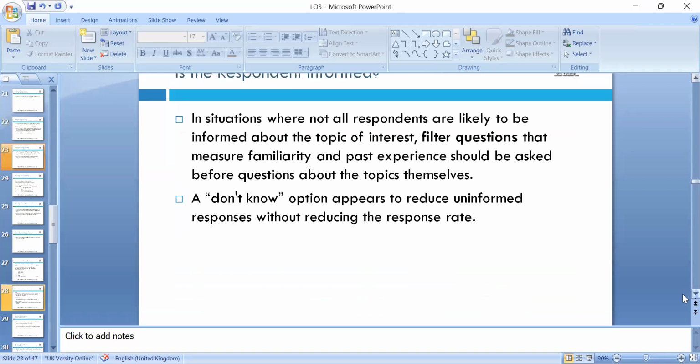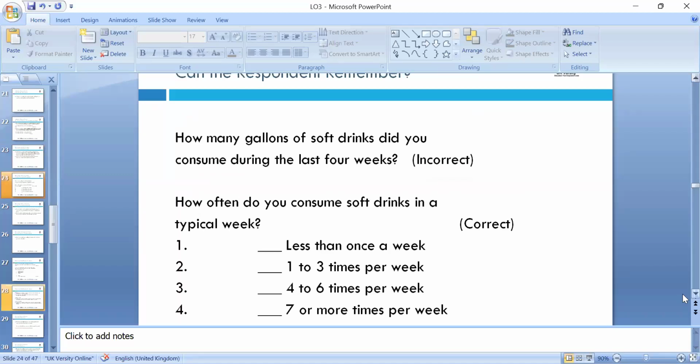In a situation where not all respondents are likely to be informed about the topic of interest, filter questions on familiarity and past experience can be used. Don't know options can reduce uninformed responses, and response rate is very crucial. For example: how many gallons of soft drinks did you consume during the last 4 weeks? We can ask the same question this way: how often do you consume soft drink in a typical week?